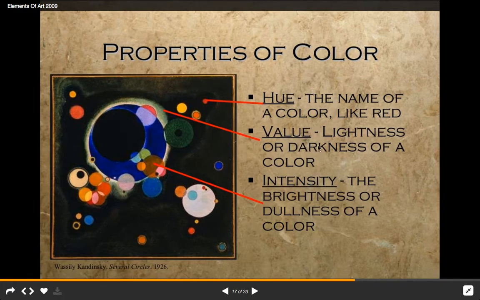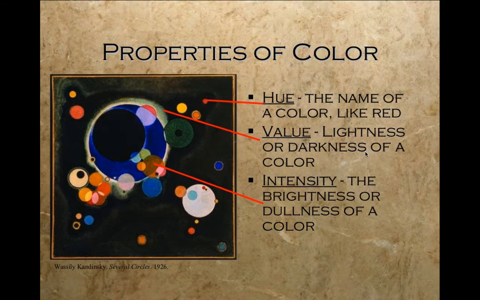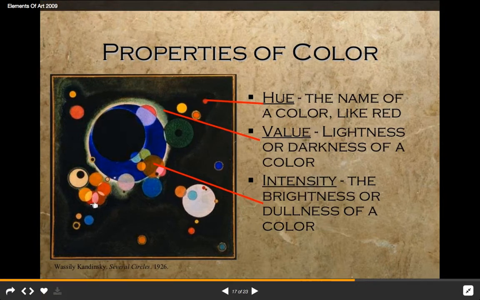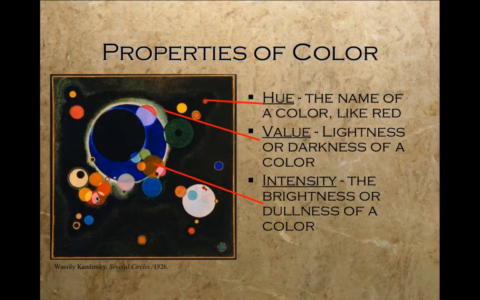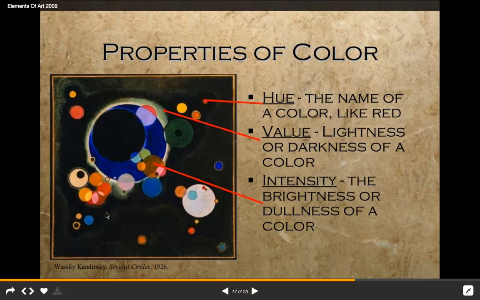Then we have value, and value is showing lightness or darkness of a color. So within a color, it can change. If you look here in the corner, we've got red, but then we have pink. Now, pink is a value of red. What did we do? We added a little bit of white to that, and that gives us value.